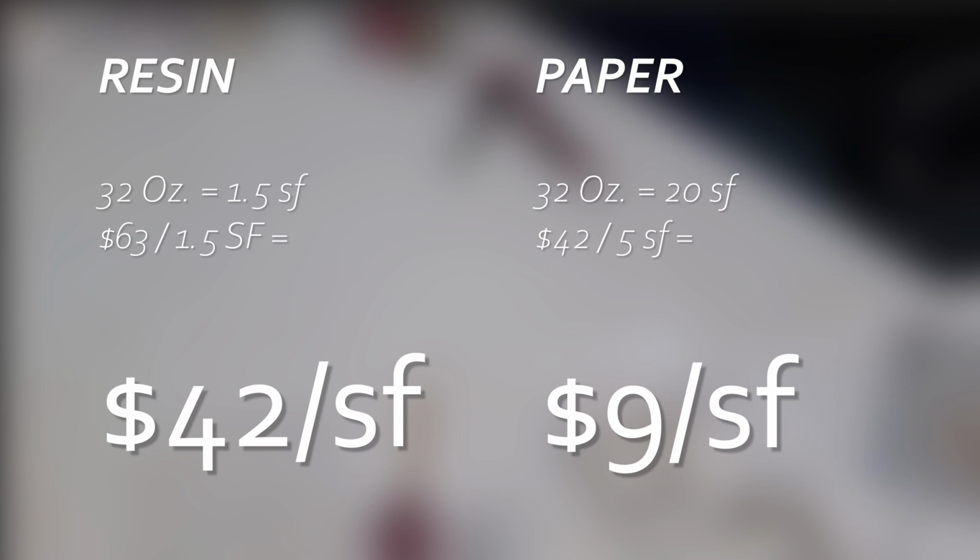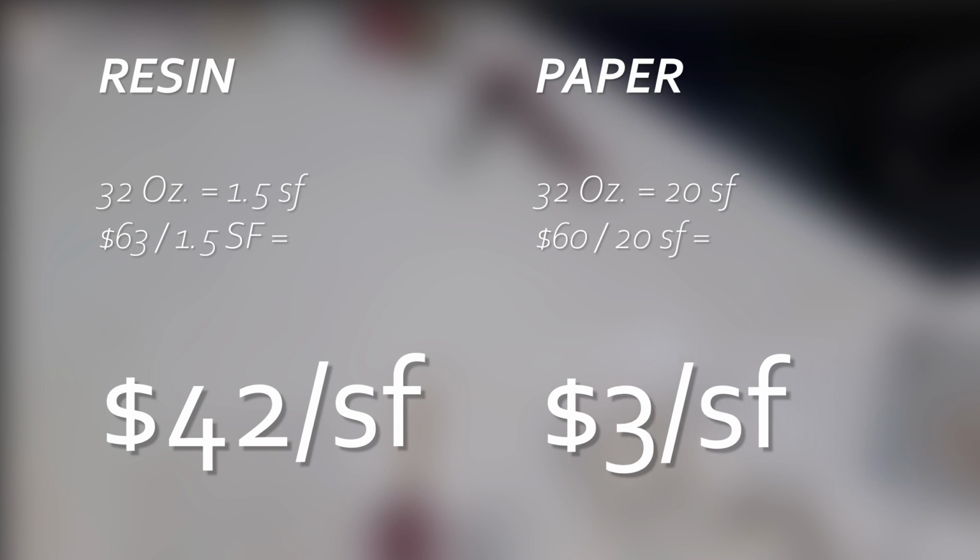A quart of varnish is 4 times the volume and covers 20 square feet, but it's only twice as expensive as a half pint. Even with the cost of more glue to cover the extra area, that brings the cost down to $3 a square foot. And there's one more thing to consider.